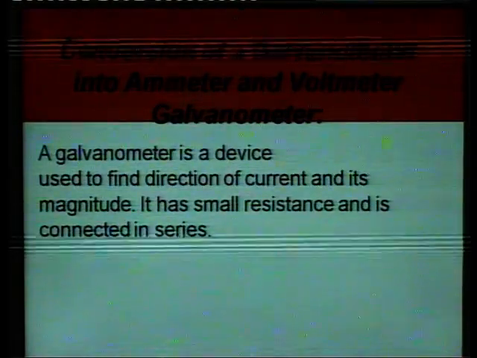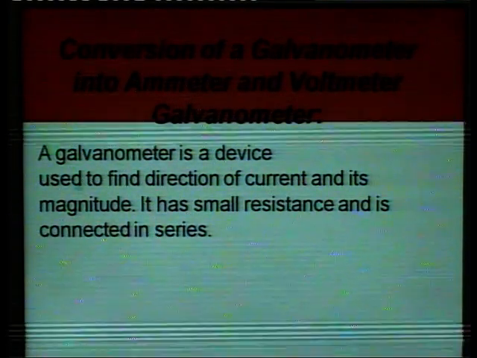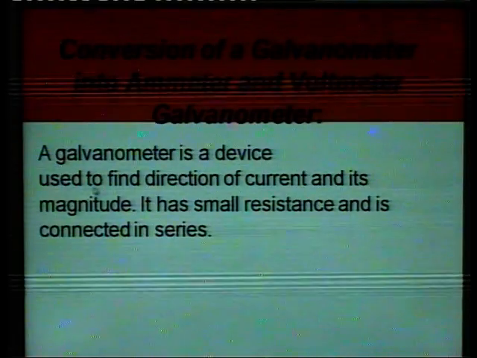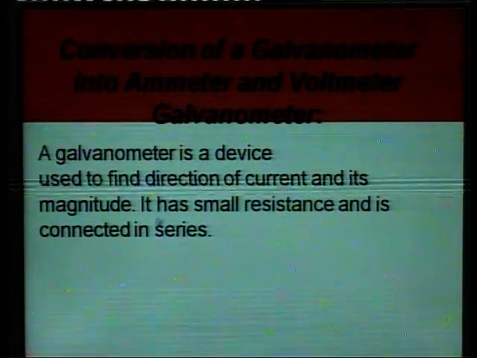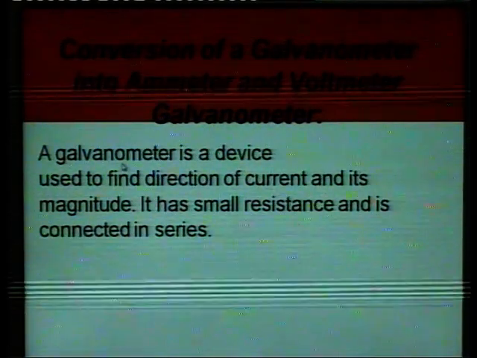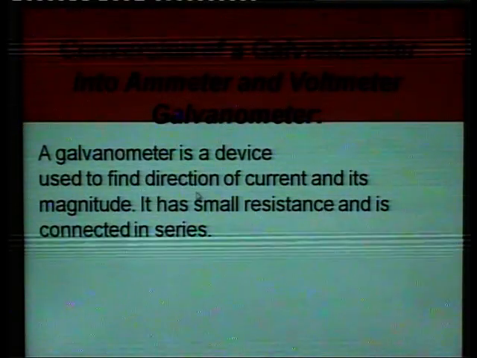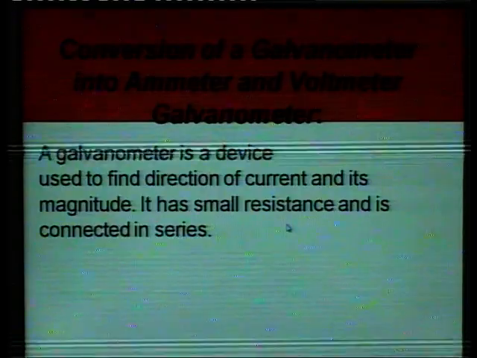Now next we start with the topics of galvanometer, voltmeter and ammeter. So conversion of a galvanometer into ammeter and voltmeter. First, what is a galvanometer? A galvanometer is a device used to find the direction of current and its magnitude. It has small resistance and is connected in series. A galvanometer is used to detect small magnitude of current and direction of current.